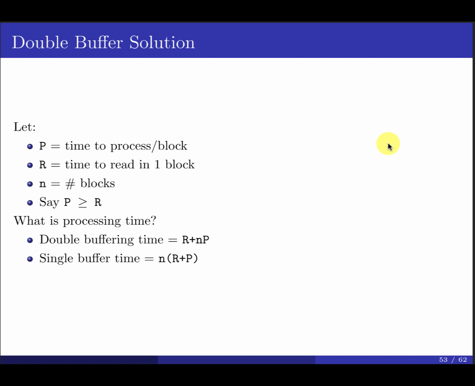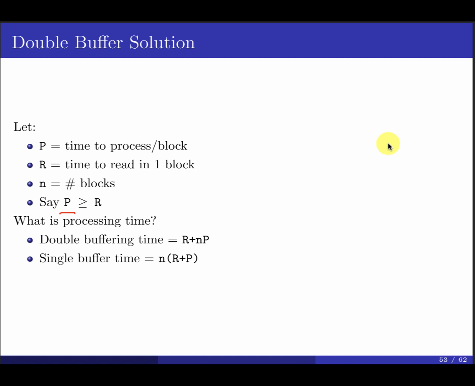We're going to use the same notation. P is going to be the time to process a block, and R is going to be the time to read one block. And we have n blocks here. And we assume that the time to process the block is going to exceed, or be greater than, the time required to read the block.